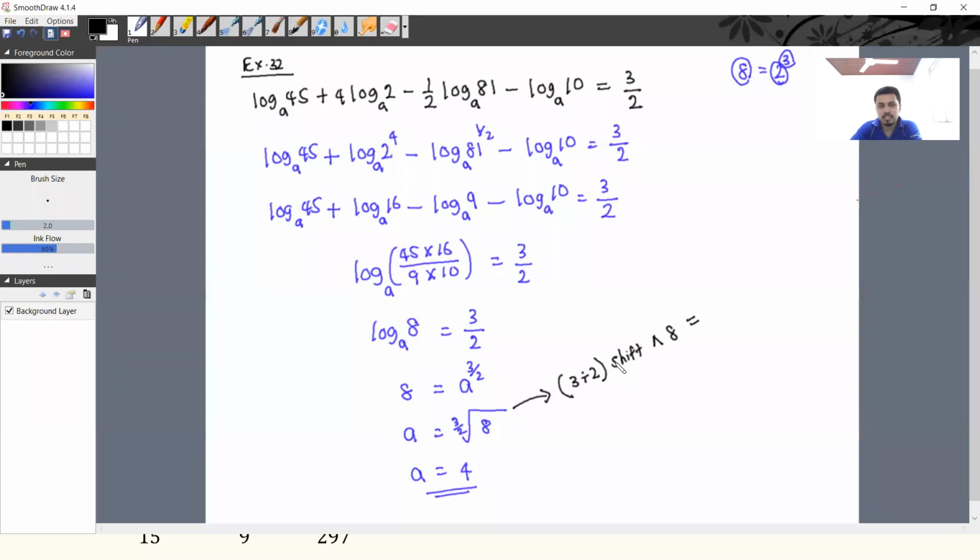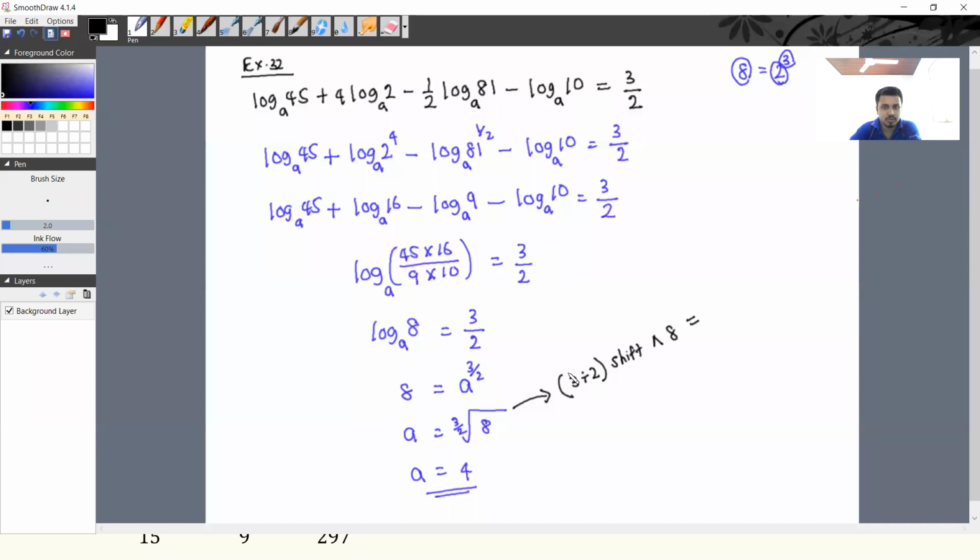The value of A should be equal to 4. Therefore, for example number 32, the answer should be 4. When you are finding a particular root value of a given number, this is the way we can have it in the calculator.